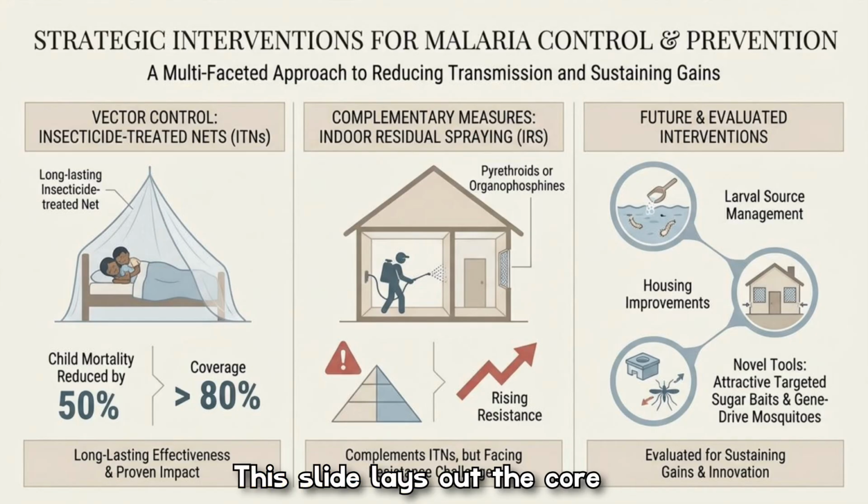This slide lays out the core control strategies. Insecticide-treated nets have a proven impact, reducing child mortality when coverage is high, while indoor residual spraying complements nets but faces rising resistance. Looking ahead, larval source management, housing improvements, and innovative tools like attractive baits or gene-drive mosquitoes are being evaluated to sustain and broaden protection.